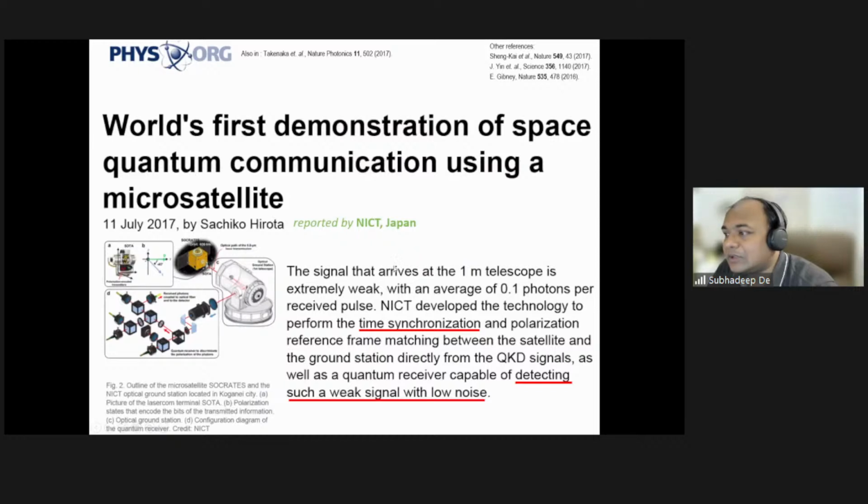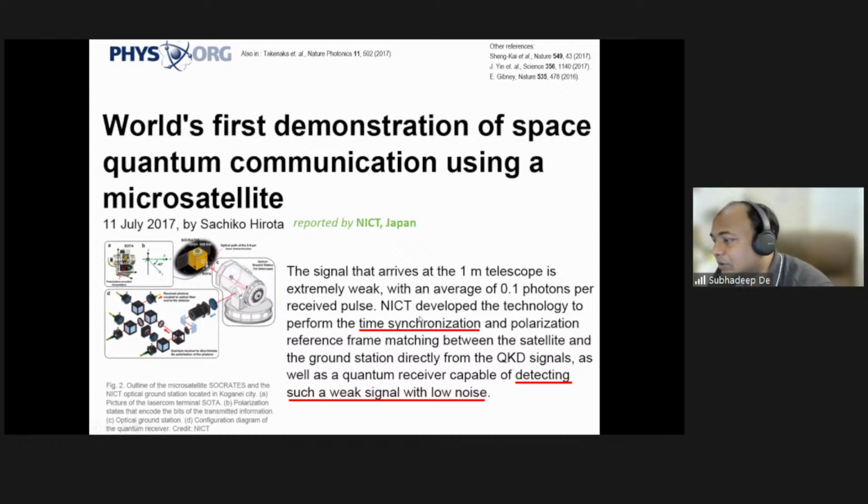And there I am just taking a paragraph from their paper, from this Nature paper. So this is the signal that arrives at a 1 meter telescope, that is this one, and it gets attenuated. There are many dust particles and so on. It gets scattered. So finally, on the receiver side, the number of photons appearing per second is very small. So the signal to noise is extremely weak. That's what they say.